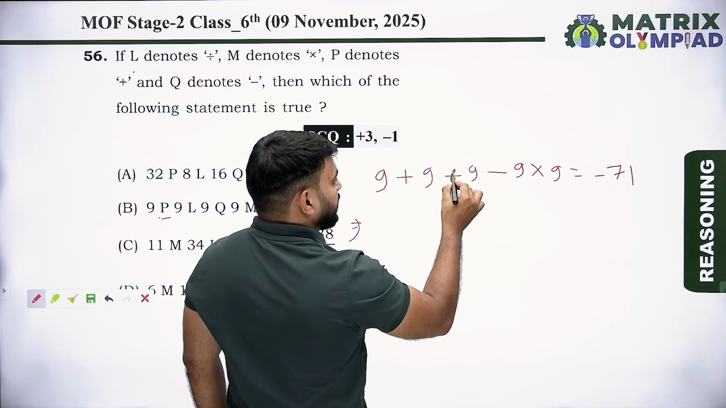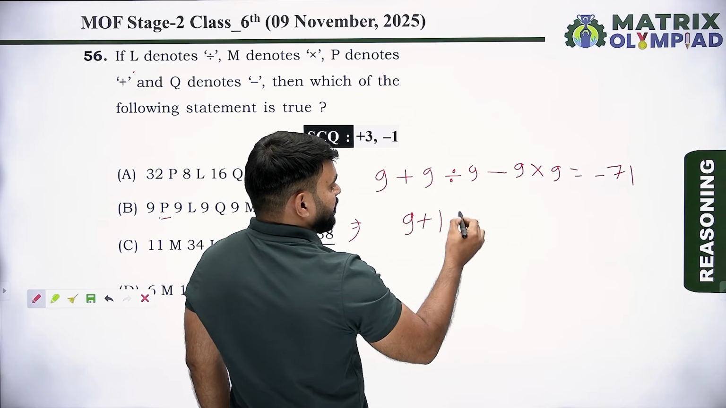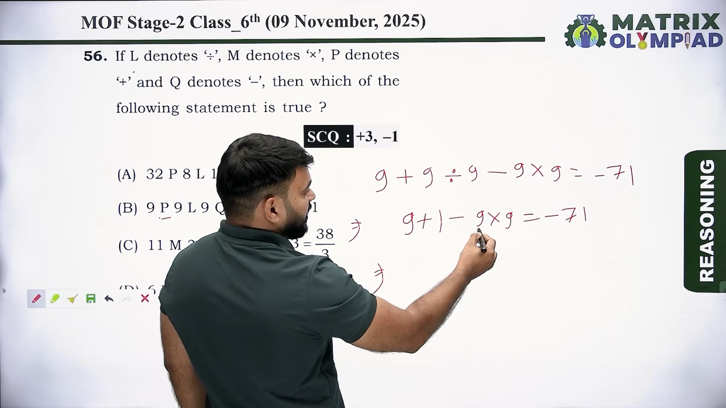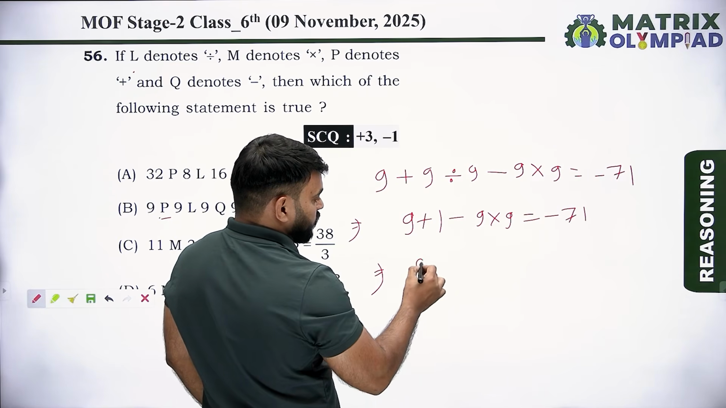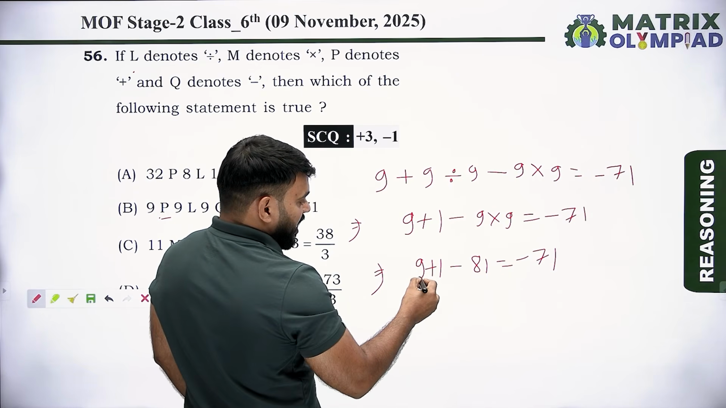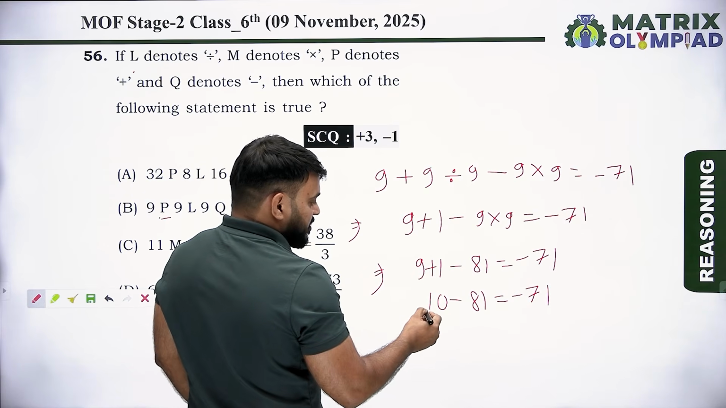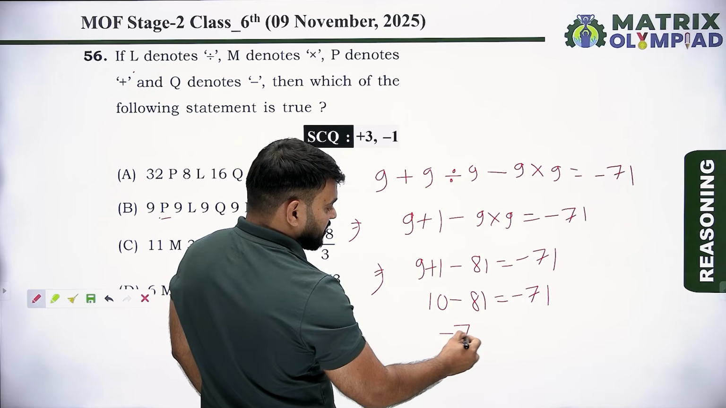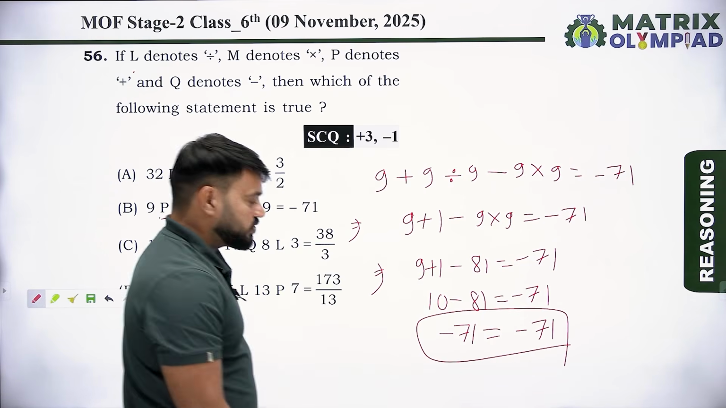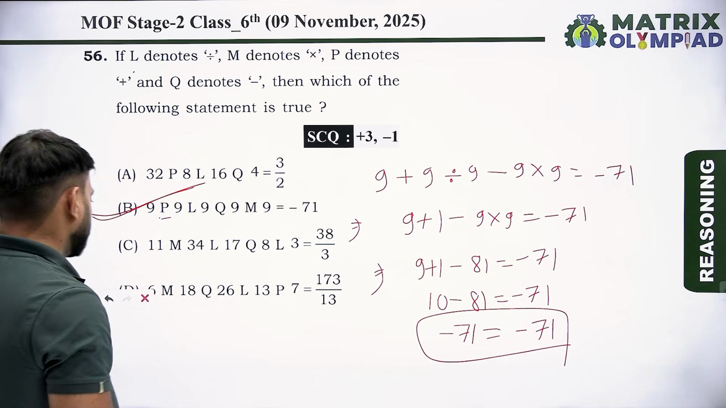So first divide the number. So 9 divided by 9 it means 1. So 9 plus 1 minus 9 into 9 is equals to minus 71. Now multiply the numbers. 9 into 9 it means 81. So 9 plus 1 minus 81 is equals to minus 71. 9 plus 1 it means 10 minus 81 is equals to minus 71. Plus 10 minus 81 it means minus 71, always equals to minus 71. So here LHS is equals to RHS. So here option B is the correct answer of this question. Let's move on to the next question.